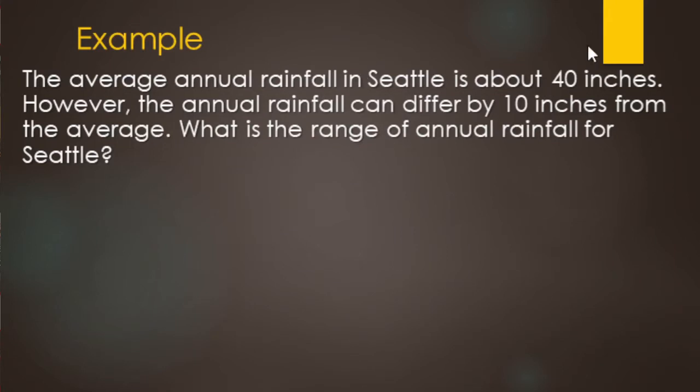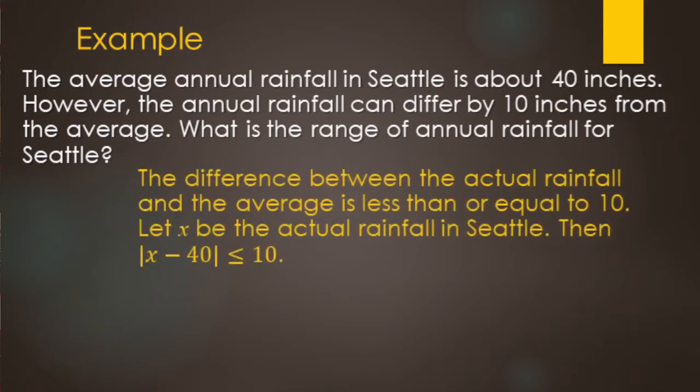Let's look at this example talking about rainfall in Seattle. Normally it's about 40 inches per year, give or take 10 inches. So it can differ by 10 inches from the average for the year. What is the range for annual rainfall for Seattle? Writing the inequality isn't super straightforward, but here we go. This year's rainfall, or whatever year you're talking about, from the average, so the difference between this year's and the average, is going to be less than or equal to 10.